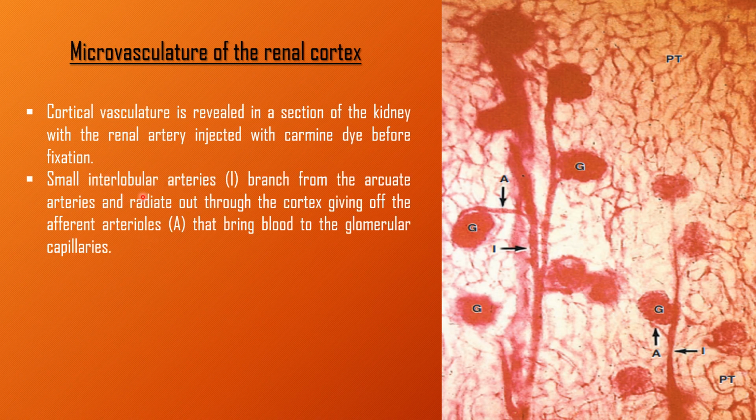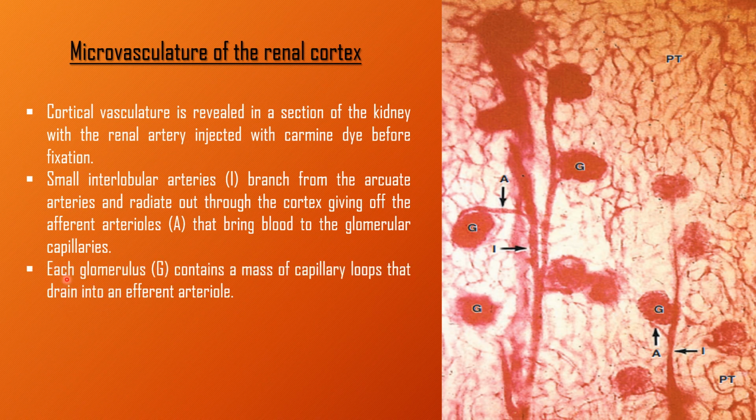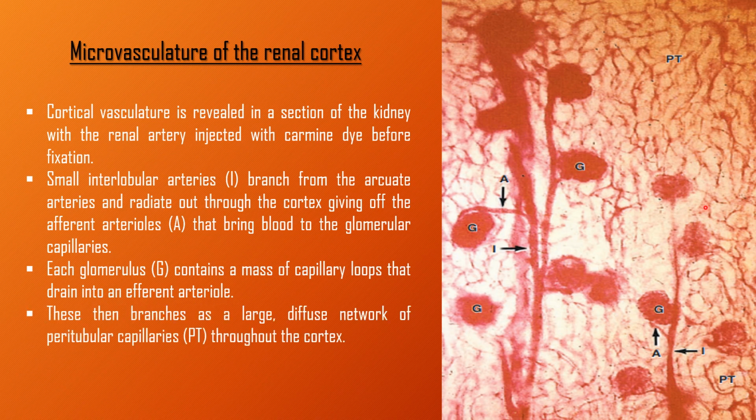These are the small interlobular arteries, which branch from the arcuate artery and radiate out through the cortex, giving off the afferent arterioles, as you can see here, that bring blood to the glomerular capillaries. Each glomerulus contains a mass of capillary loops that drain into efferent arterioles. These then branch as a large diffuse network of peritubular capillaries throughout the cortex, as you can see, the peritubular network.